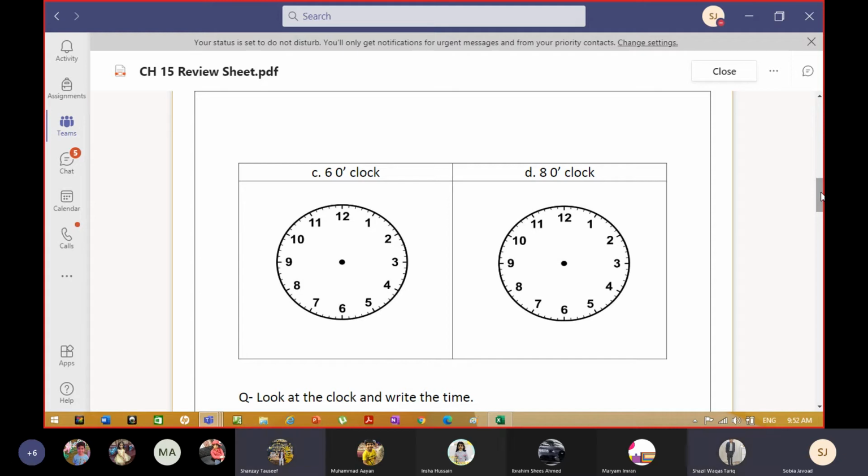Yes, you have to draw the clock and show the clock hands to show the time 6 o'clock. And on the other clock, you have to draw the time 8 o'clock.